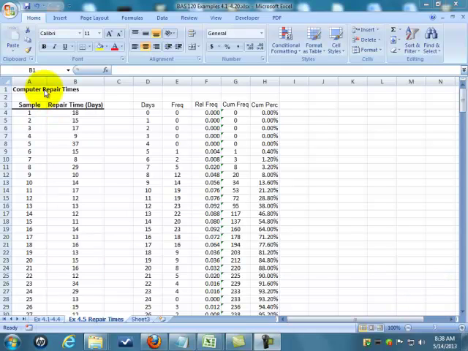Welcome back to BAS 120. You can follow along in the Excel spreadsheets that we have. We're doing example 4.5, computer repair times.